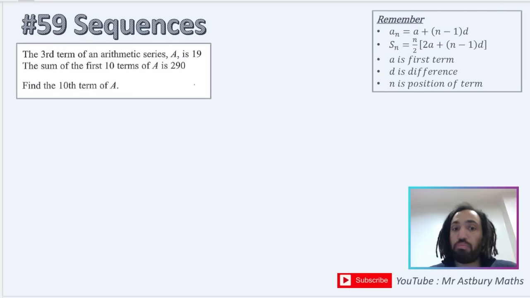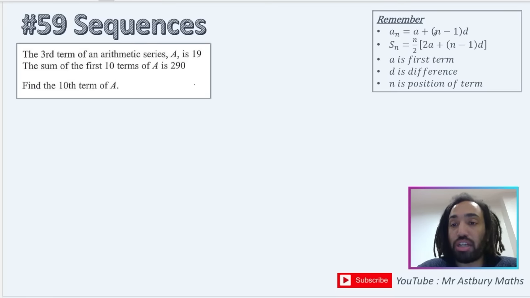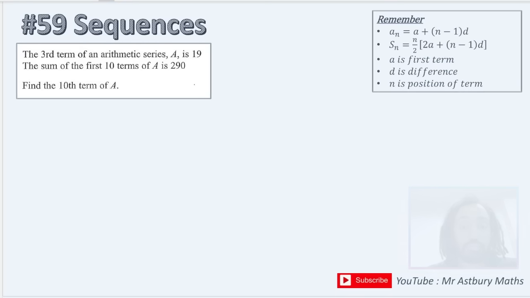Sequences. Tricky, tricky topic. You've got to know the nth term formula, which I've written at the top there. The summation formula, which is given in the formula booklet, but you need to know how to use it. And that the a is the first term, d is the difference, and n is the position. Okay, let's get into this question then.